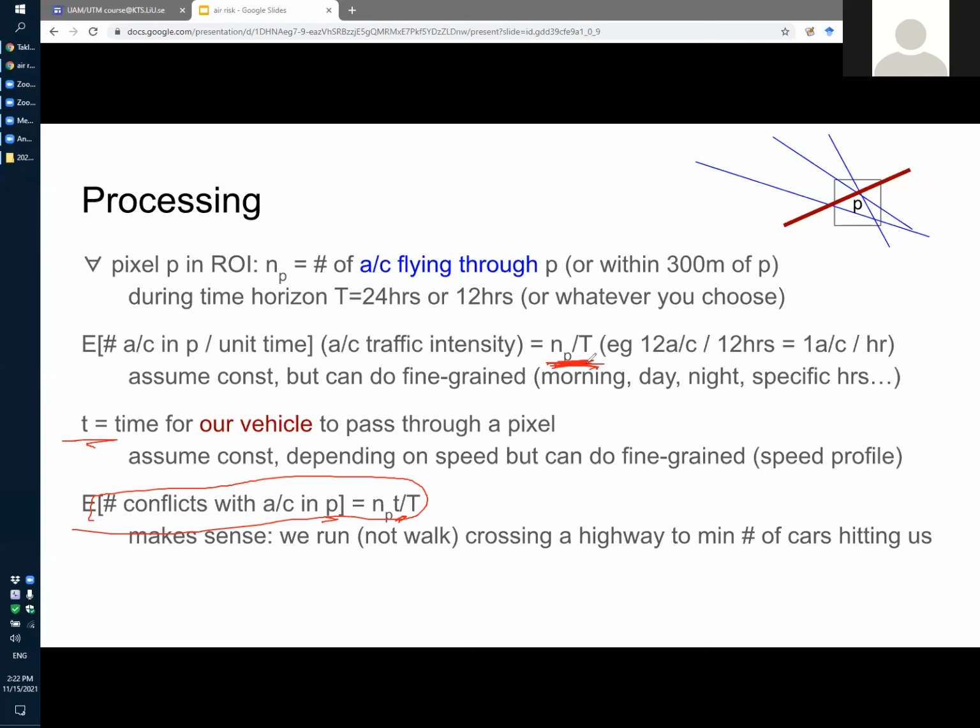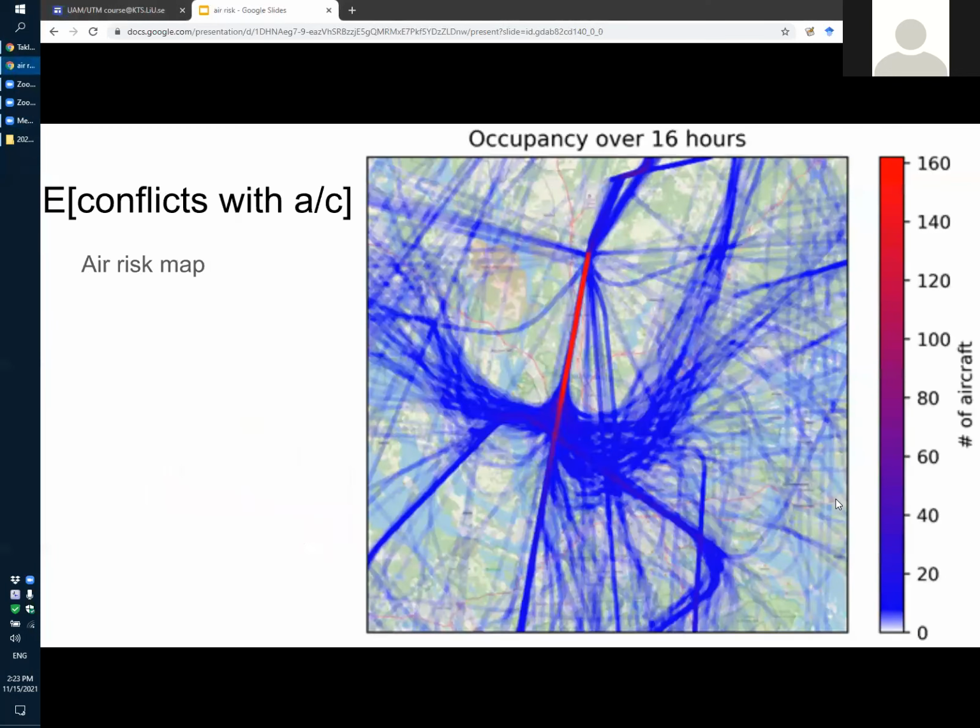So there is the average traffic intensity, or the number of aircraft that pass through the pixel per unit time. And this is how much time you spend in a pixel. So of course, the expected number of aircraft that you're going to see or conflict with in a pixel is the intensity multiplied by the time you spent. It kind of makes sense if you assume that these aircraft are cars and you're trying to cross a highway full of cars, then you may want to run and spend less time on the highway to minimize your probability of being hit, or the expected number of cars that hit you. Anyway, there is nothing too complicated with this formula, simple multiplications and divisions.